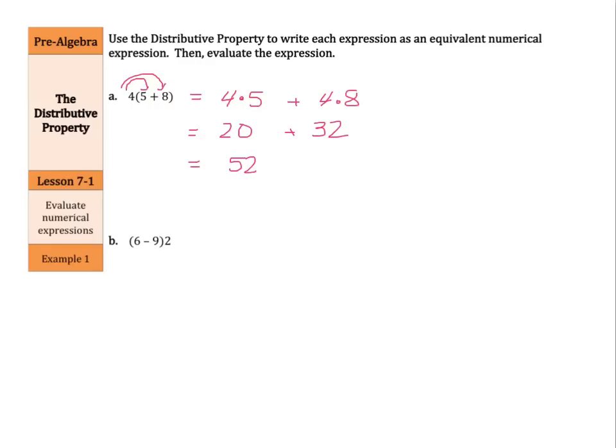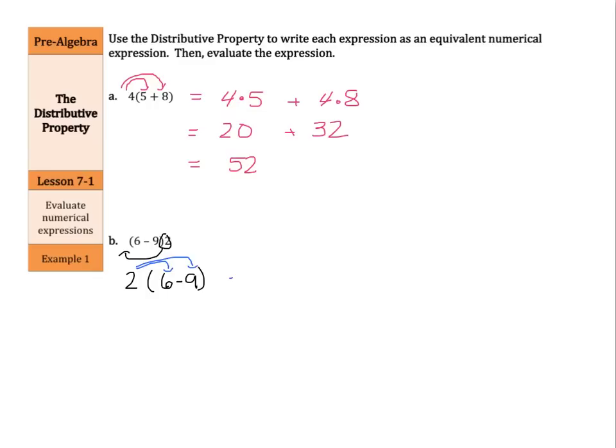Now, what about 6 minus 9 times 2? That doesn't look like any of the examples we've just done. Well, what if we rewrote this as 2 times 6 minus 9? What if we move this 2 to the other side? You're allowed to do that if it makes it easier for you to solve. So we're going to take our 2 times the 6 and then subtract the 2 times the 9.